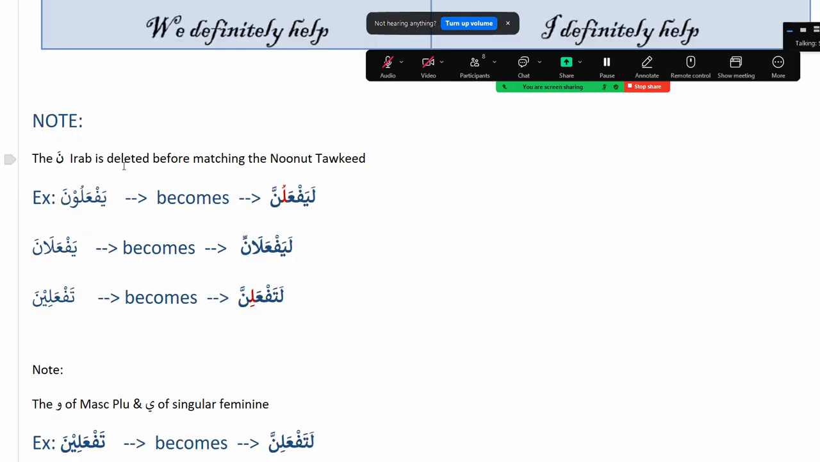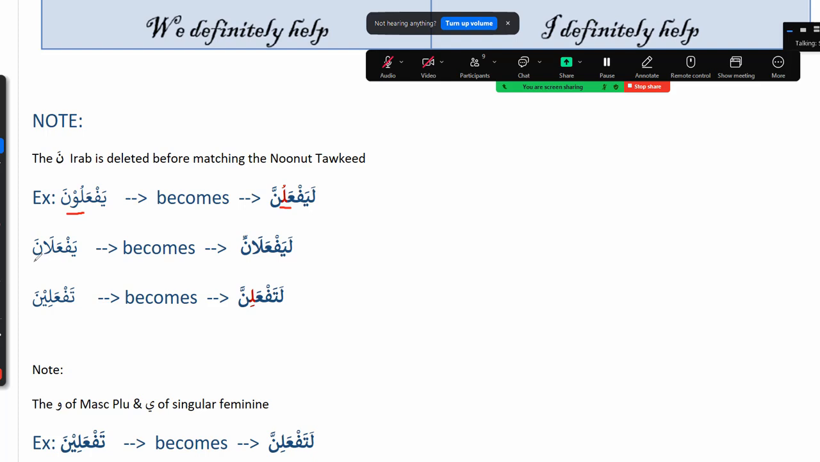Noon i'rab is deleted before attaching the Nun Tawkeed. So yaf'aluna becomes la yaf'alunna. This was yaf'aluna or yansuruna, right? So this becomes la yaf'alunna. The waw is dropped, and also see this waw is dropped. Yaf'aluna was there, and it becomes la yaf'alunna. So the waw is not there. Instead of yaf'aluna, it becomes yaf'alunna.